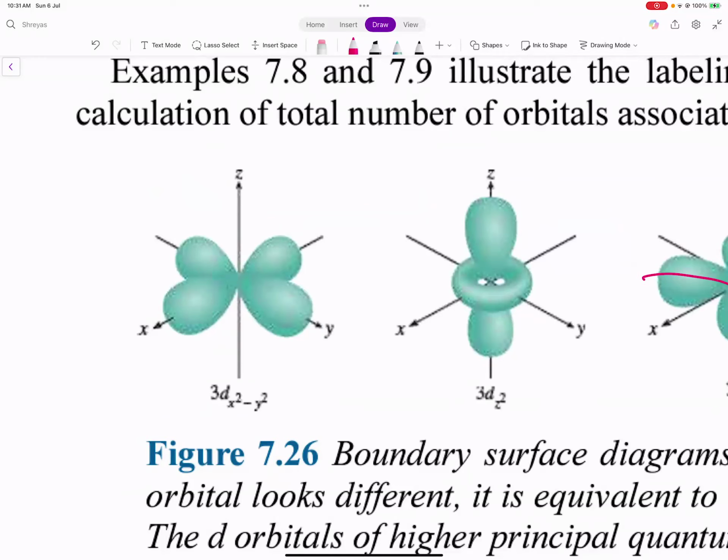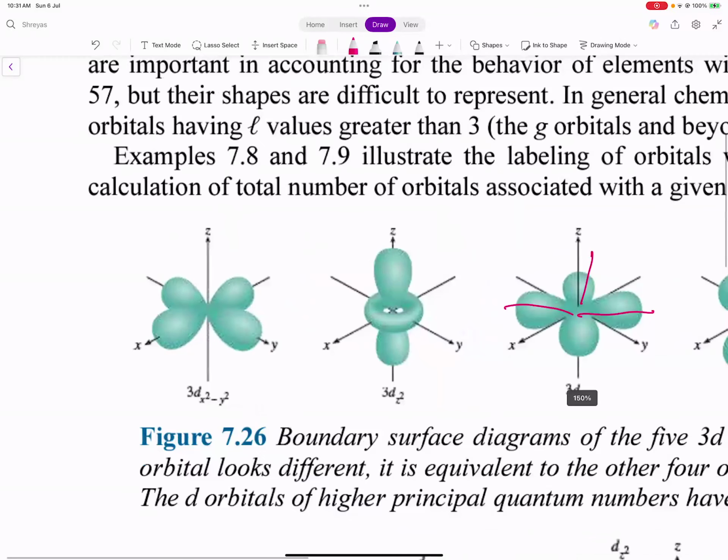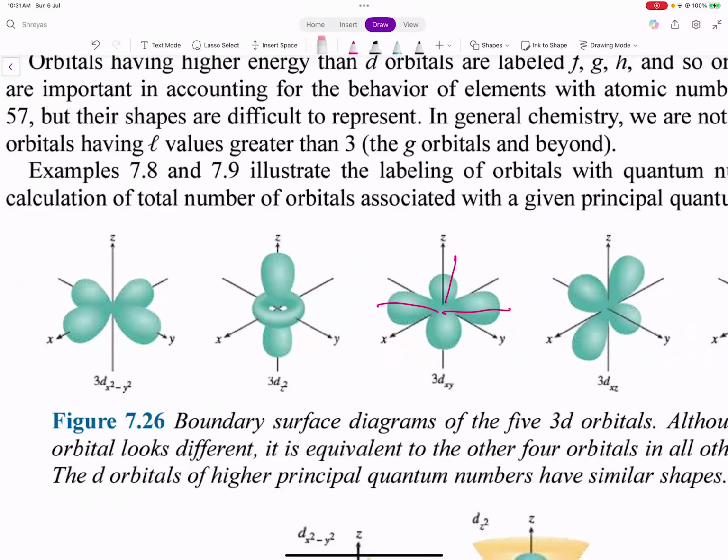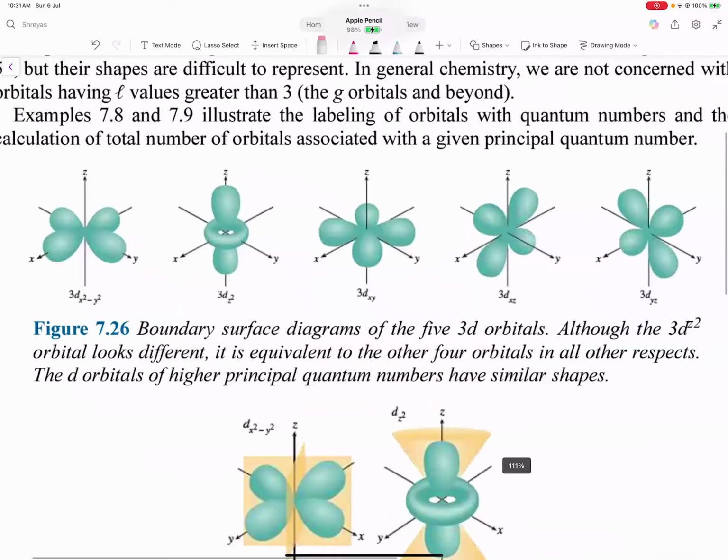dx square minus y square means the lobes are along the axis. dz square means the lobe is along the z. And also you can see there is a ring sort of there, right? Fancy, huh? So this is the Lord of the Ring orbital.